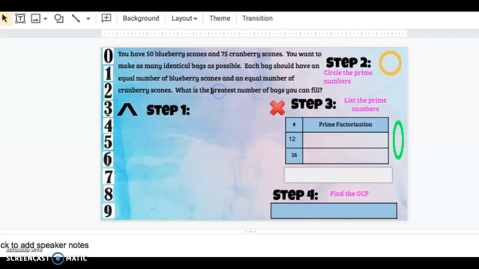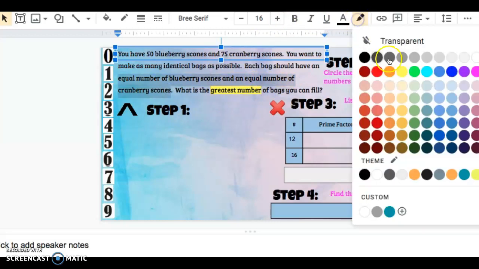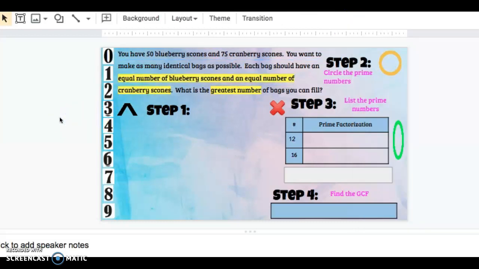So again, we have greatest number, which tells us that we are using GCF. We want equal numbers of both of them, an equal number of blueberry scones and an equal number of cranberry scones. With that having equal number with nothing left over, that means that we are doing GCF as well. So if we're doing GCF, we have to break up 50 and we have to break up 75.